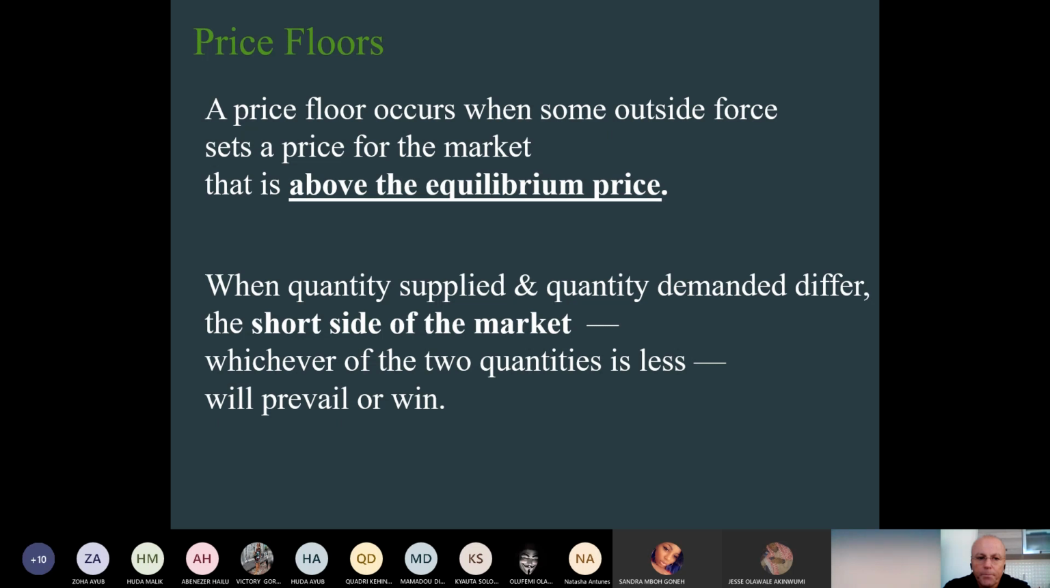Price floor. A price floor occurs when some outside force sets a price for the market that is above the equilibrium price. And now when the quantity supplied and quantity demanded differ, the short side of the market, whichever of the two quantities is less, will prevail or win.